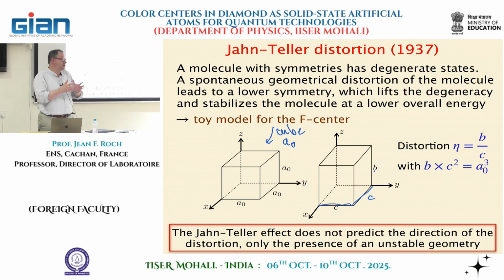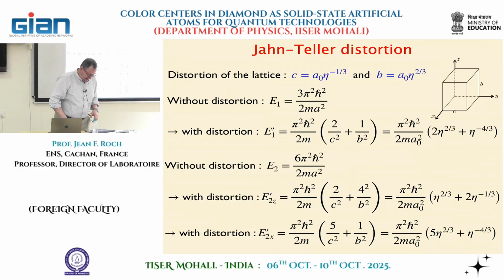Yes, you're right. Nothing in that tells you how it can occur. It tells you that there is something that can lead to an energy state having lower energy than the one of the full symmetry of the system. So I consider this kind of distortion. I take my box, and now I stretch it, okay, keeping the volume constant. And it's not a difficult calculation to introduce this distortion parameter eta to compute all the energy levels, comparing without and with distortion.